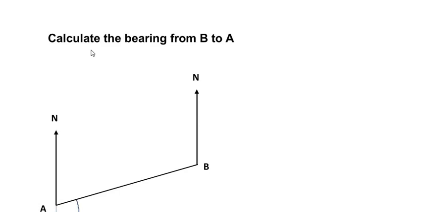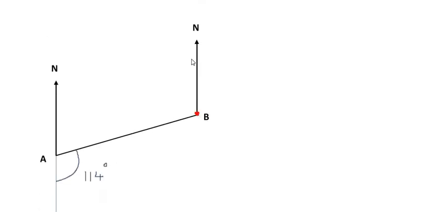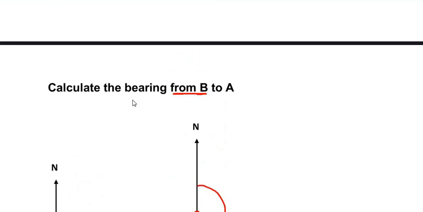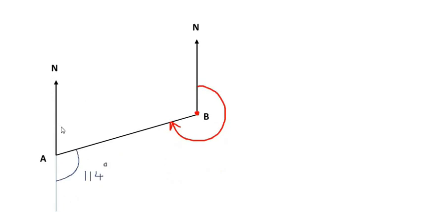Now in this question, it says calculate the bearing from B to A. So after the word from, there is B. That means we have to come to the point B and we have to draw a north line and we have to move in the clockwise direction till we reach the point A. So that is what is being asked. Calculate the bearing from B to A. Now this diagram is already given in the question.